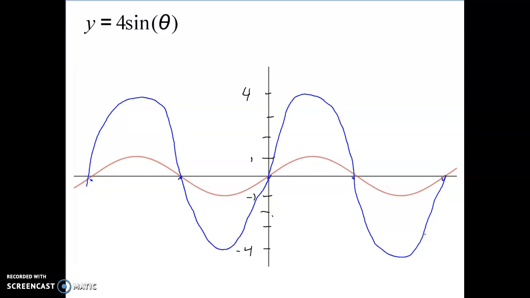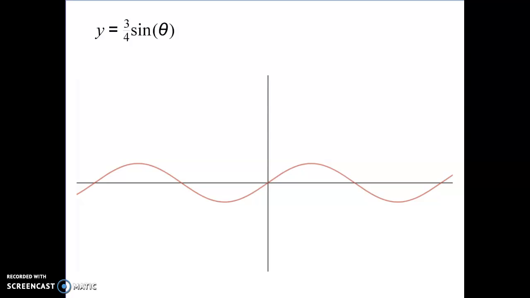All right, so the red graph is my original sine of theta. That's my parent graph. And then the blue graph is 4 sine of theta. And you can see that that vertical stretch, when I have a sine graph, changes the amplitude by that much.